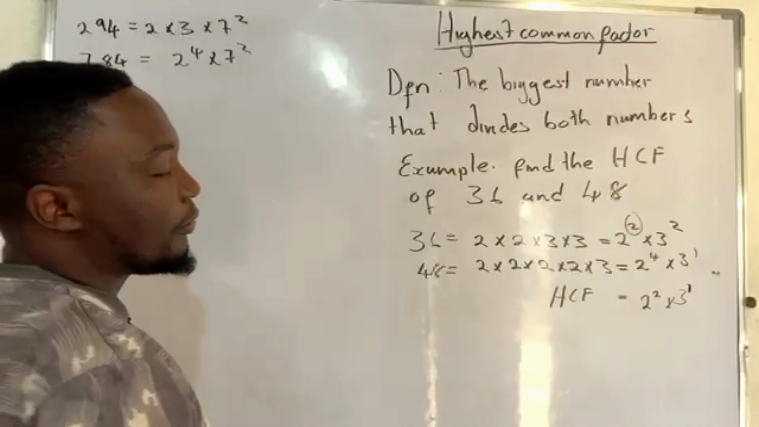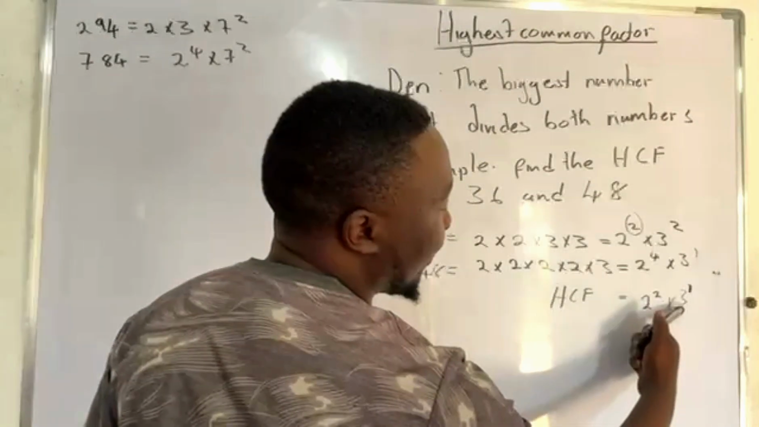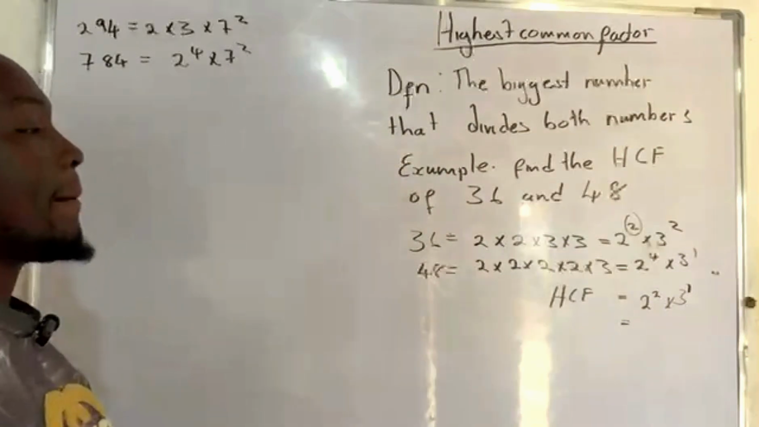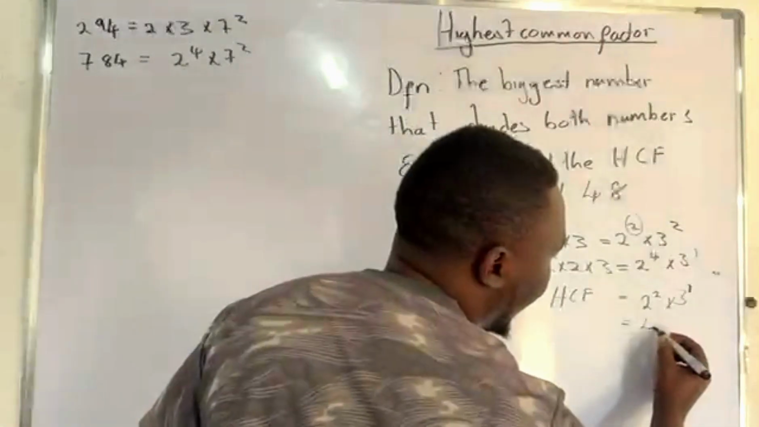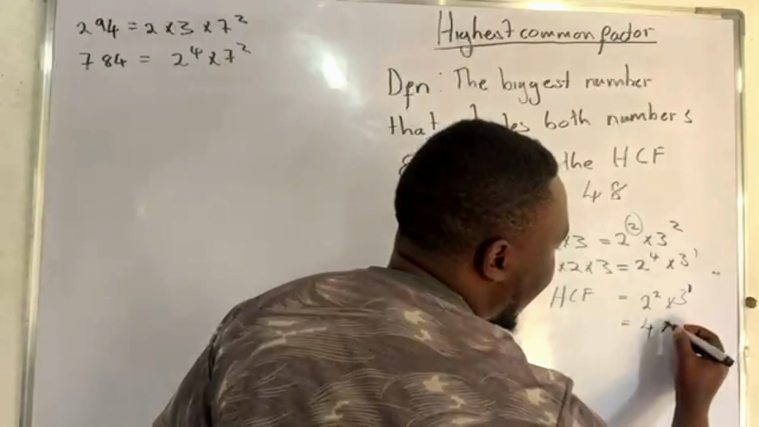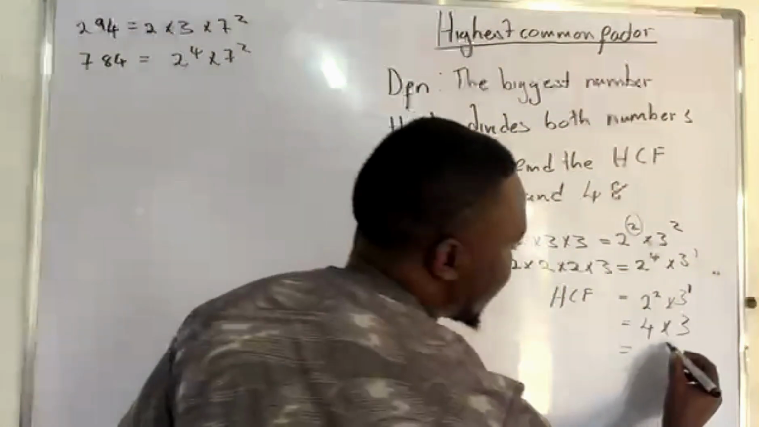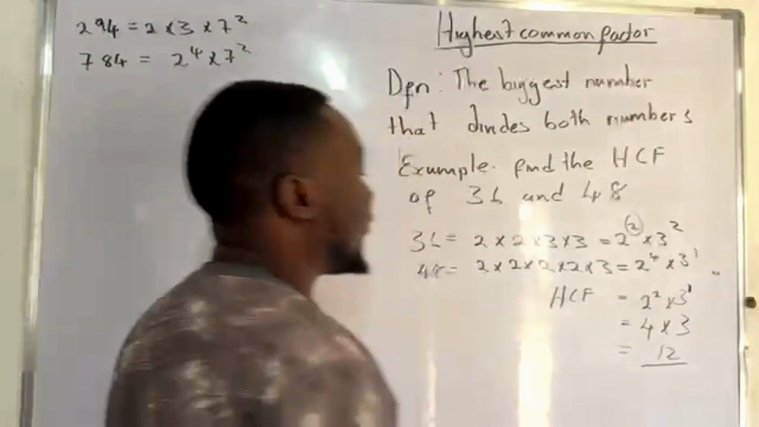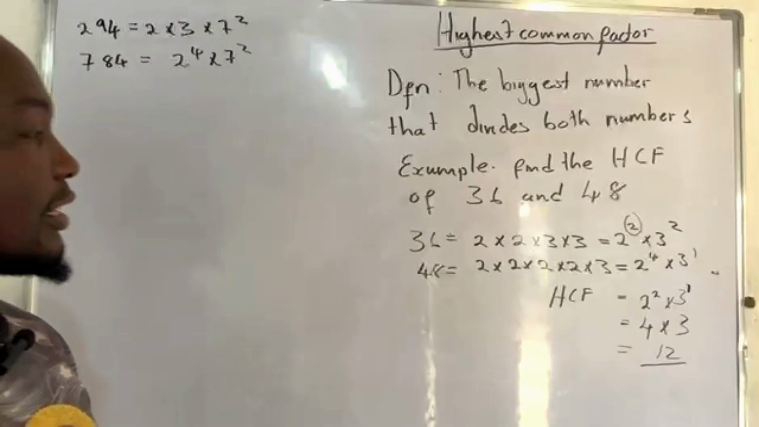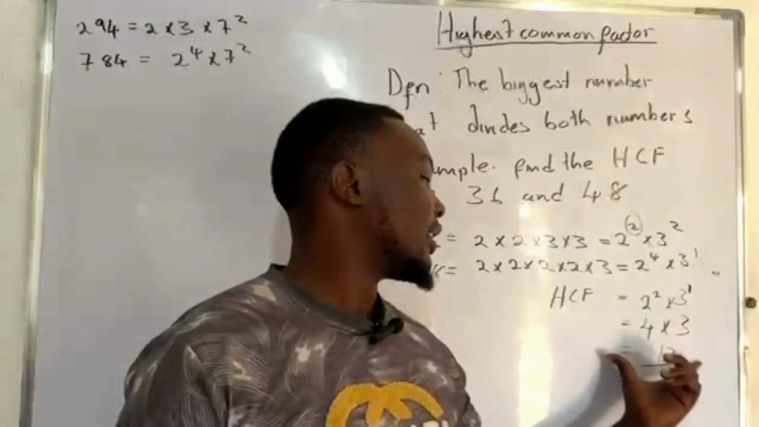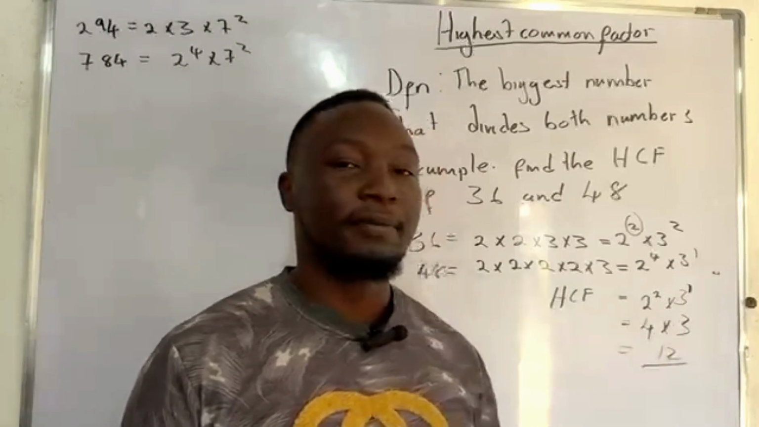So the highest common factor is 2 to the power 2 multiplied by 3 to the power 1. 2 to the power 2 is 4. Then 3 to the power 1 is 3. 4 times 3, this is 12. So you find the highest common factor. So you use product of prime factors to find the highest common factor.